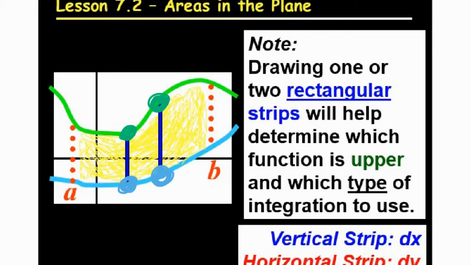Now you might be saying, Mr. Naylor, really? Do I really need to draw a rectangular strip? Well, yes, because as we go a little deeper, we're going to learn that there's such a thing as a dx integration, the type of integration we normally do, but there's also going to be a dy integration. A dy integration is when we draw our strips horizontally, and you'll find out it's when the graphs are oriented differently. Instead of a top and a bottom, they'll be oriented left and right.